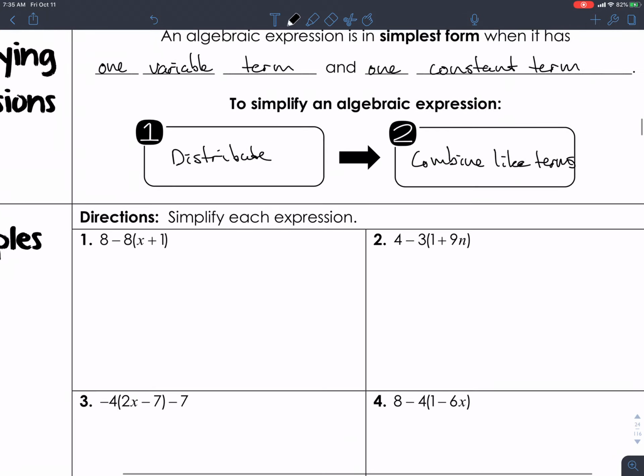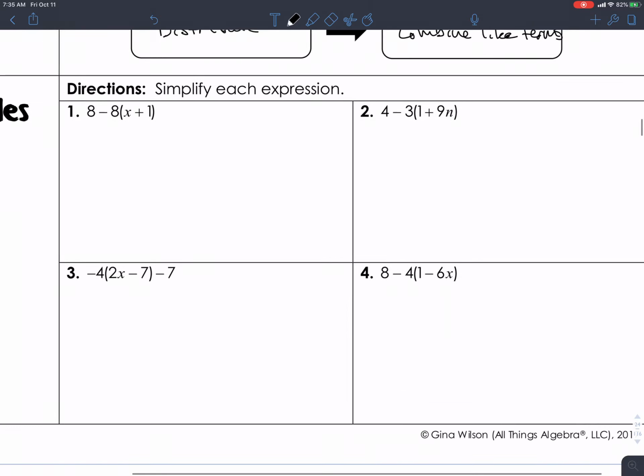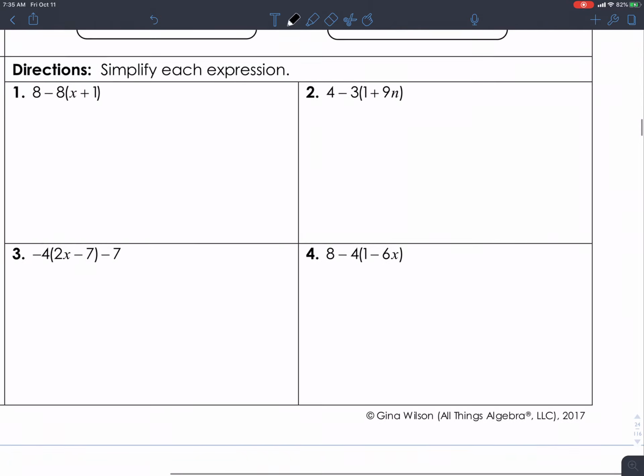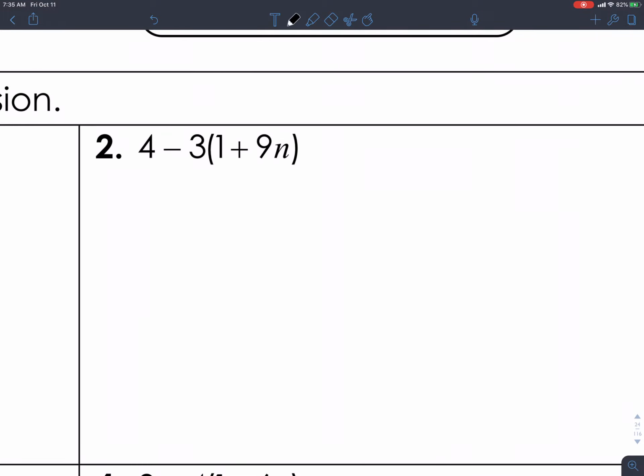Okay, so first thing we need to do, let's look at some of these. I'm going to do the evens, you're going to do the odds. So we got to look at this one. Again, PEMDAS, parentheses, or GEMDAS if you want to think of it that way, grouping. Well, parentheses are grouping symbols. 1 plus 9n, they are not like terms, I can't combine them. What comes next? E, exponents.